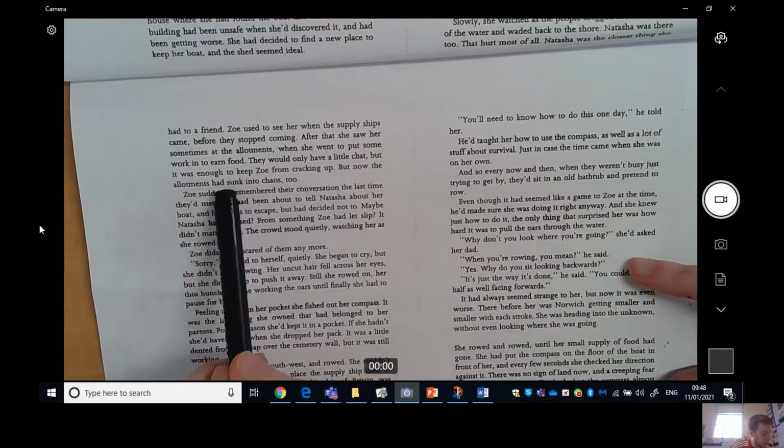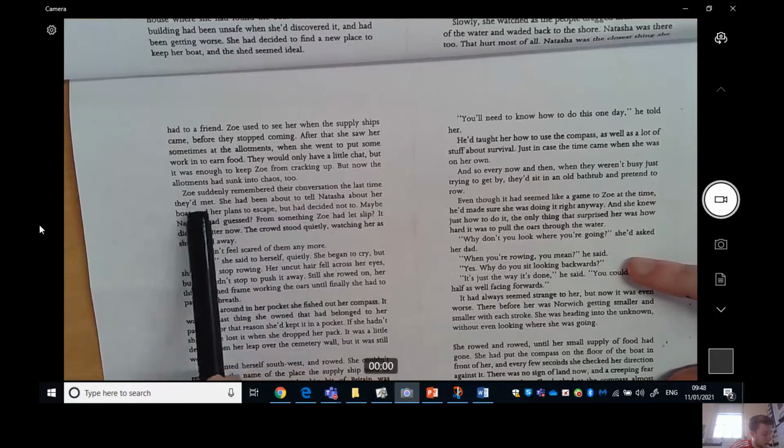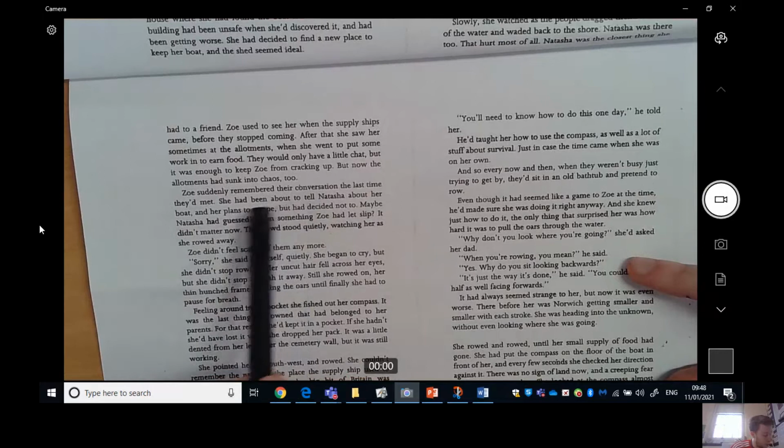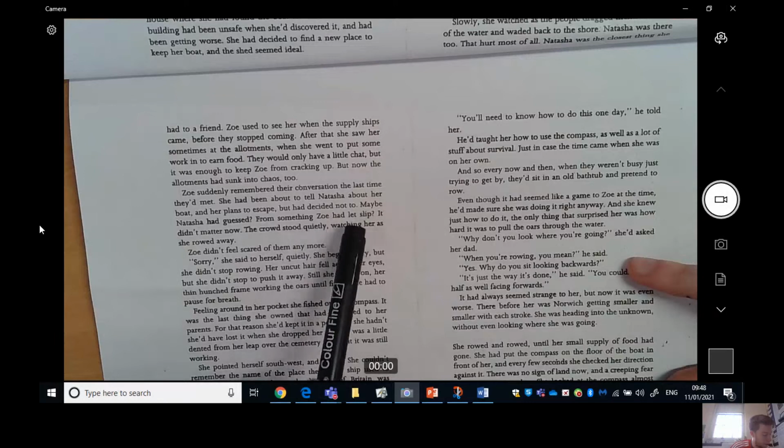But now the allotment had sunk into chaos too. Zoe suddenly remembered their conversation the last time they'd met. She had been about to tell Natasha about her boat and her plans to escape, but decided not to. Maybe Natasha had guessed from something Zoe had let slip? It didn't matter now. The crowd stood quietly watching her as she rowed away.